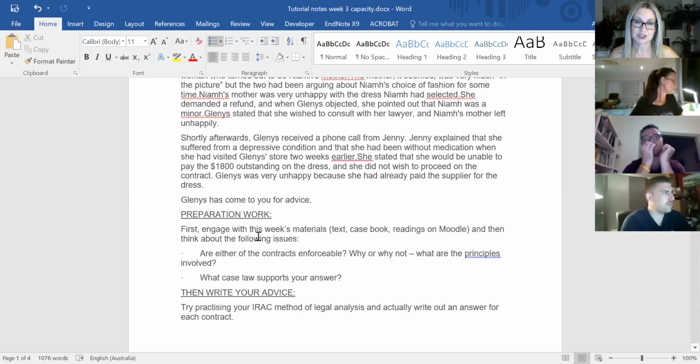It's just I'm trying to mentally figure out how I can use all of this stuff in my own problem writing for your assignments. Suffers from a depressive condition, and that she had been without medication when she visited the store. She stated she'd be unable to pay the $1,800 outstanding and didn't wish to proceed on the contract. Glennis was very unhappy because she'd already paid the supplier. Okay.